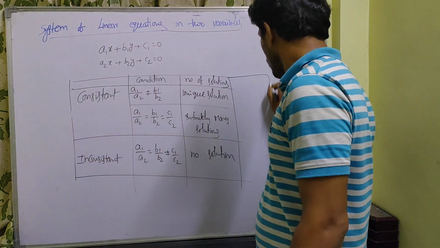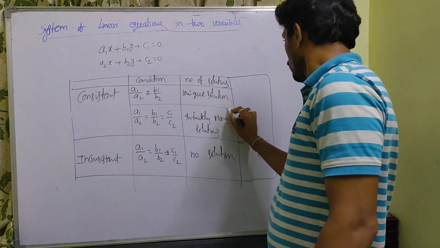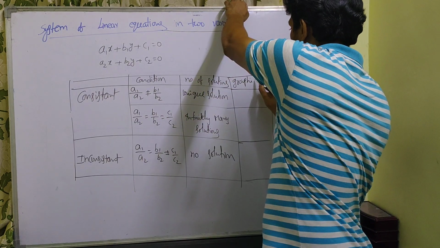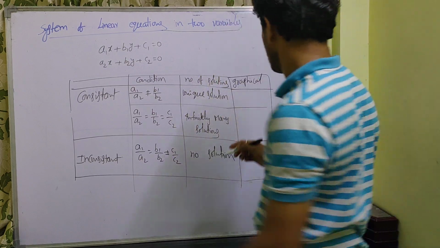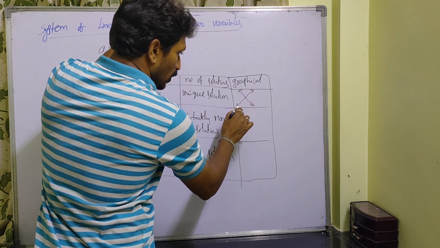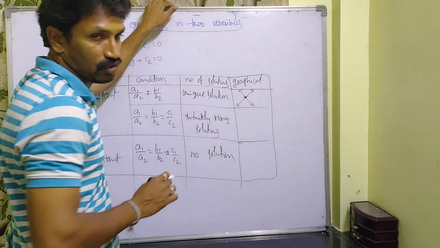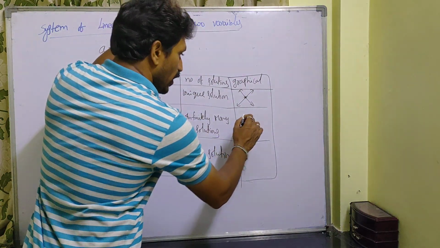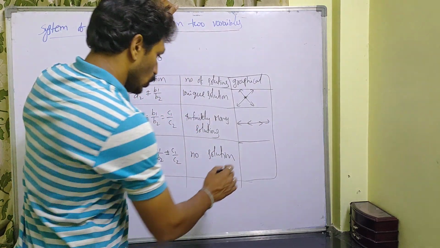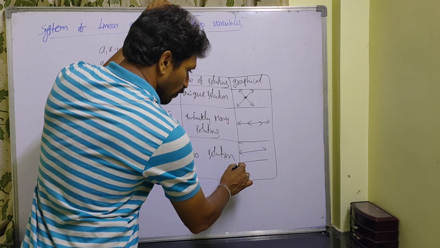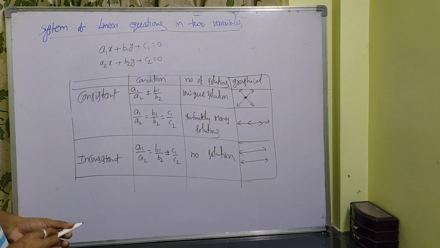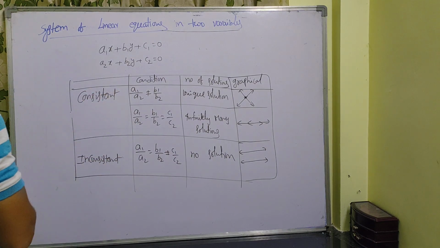If you want to see it graphically, a unique solution means these two lines will be like this, and this point is the unique solution. Infinitely many solutions means one line is on another, coincident lines. No solution means these are parallel lines; they never intersect anywhere. Based on this, you see some questions, how they are asking.